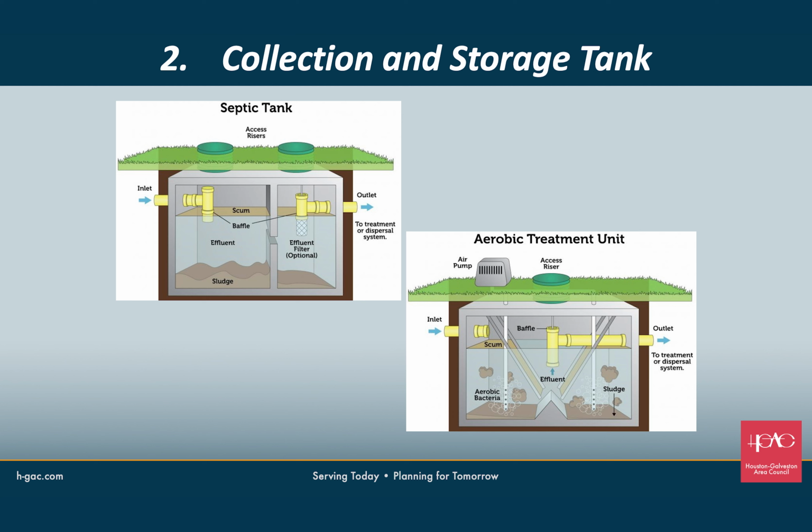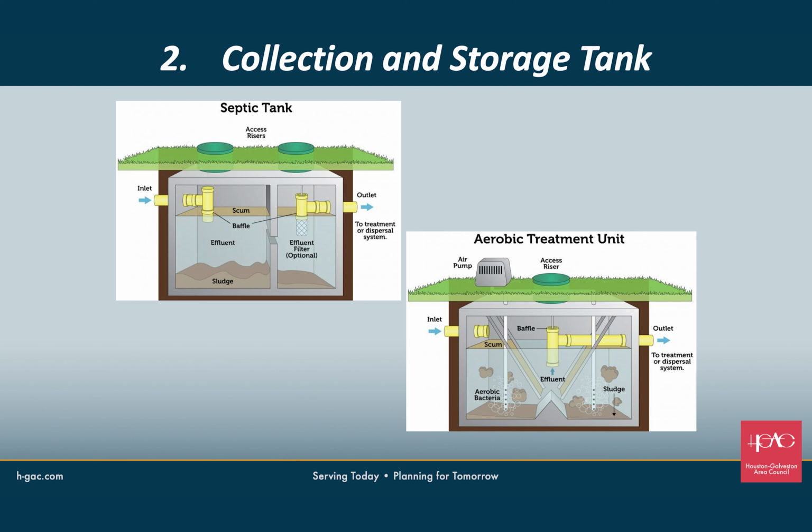The aerobic system, which is the system on the right, has a collection tank which is very similar to a septic tank. But this system also has an aerator to pump oxygen into the system. Here the oxygen agitates the effluent and provides energy for aerobic bacteria to break down the waste and create clean effluent.